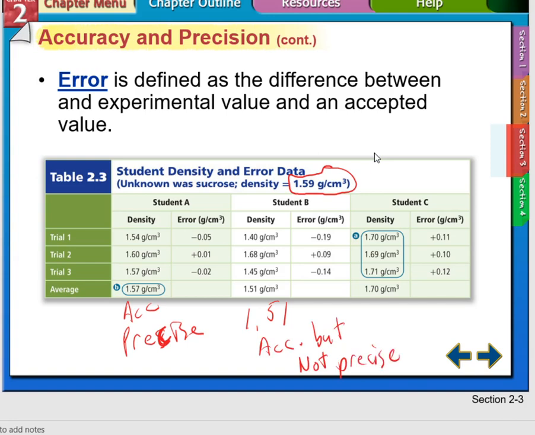Let's look at this one. This data is very precise because all the values are really close to each other, consistent, but not very accurate because we are not very close to the accepted value. So this one would be not accurate, but precise.